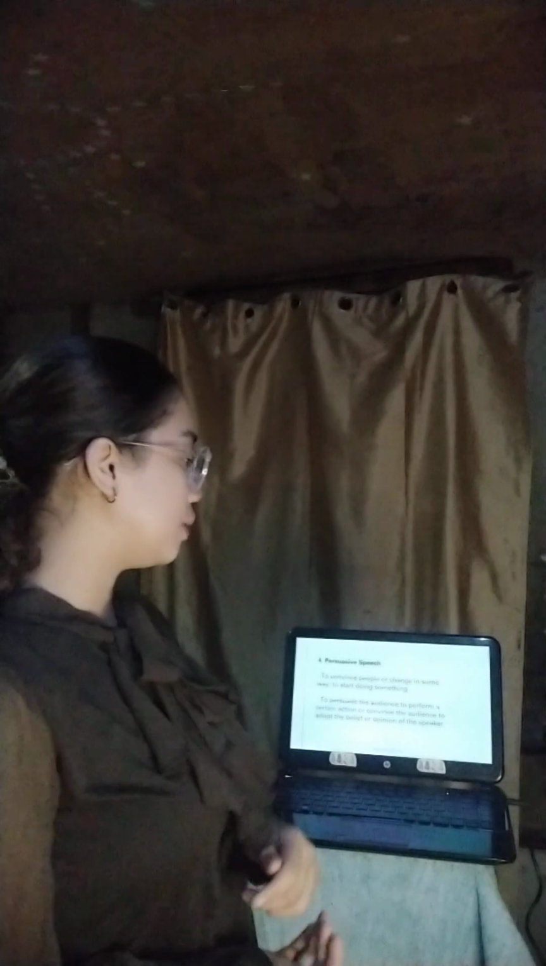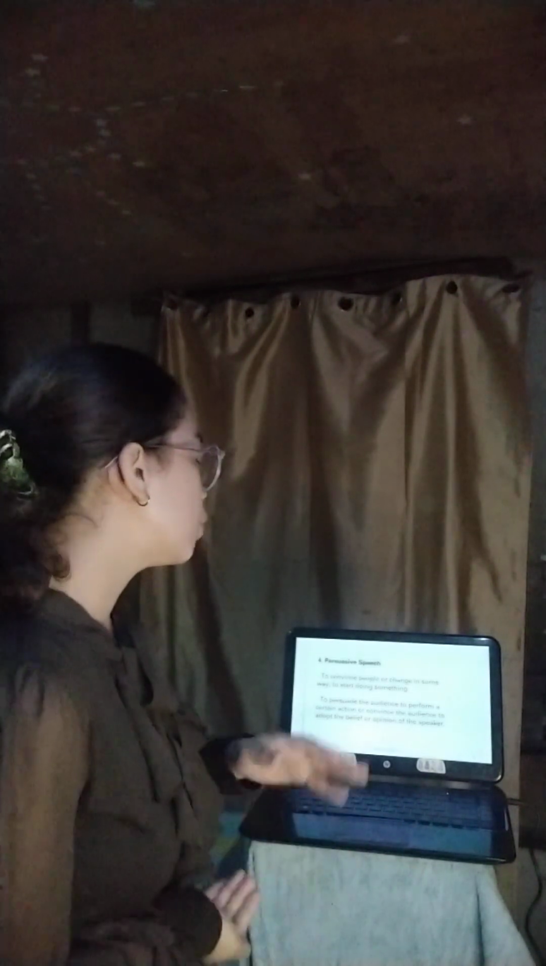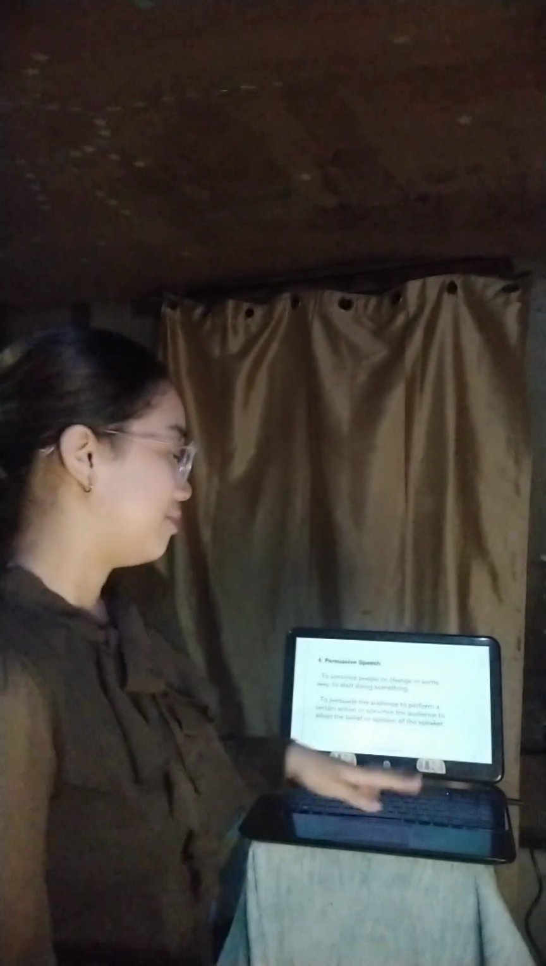So, number 4 is persuasive speech. Persuasive speech is to convince people or change in some way to start doing something. Persuasive speech is to persuade the audience to perform a certain action or convince the audience to adopt the belief or opinion of the speaker. For example, you will convince your audience that the candy is sweet, even though your audience is a diabetic person who still cannot eat the candy, but you will persuade them to eat the candy because it's sweet and it's yummy, of course.